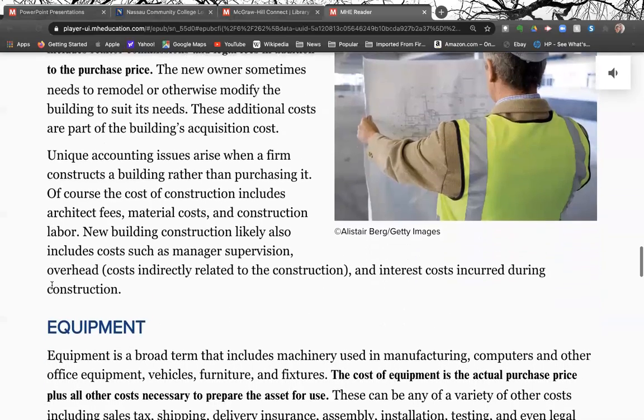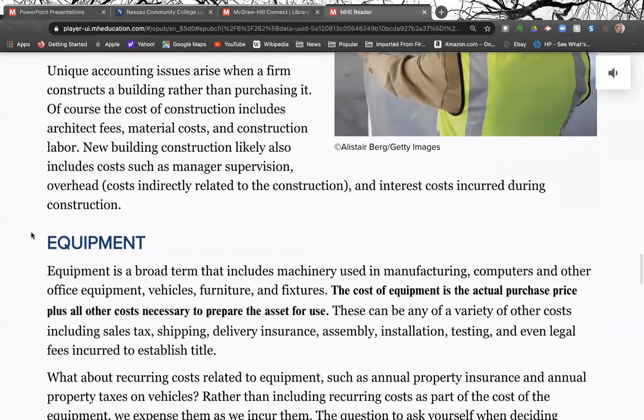Now, what about if you were to construct a brand new building? Let's say you bought the piece of land and you did everything that you do with the land like we just talked about, and now you wanted to construct a building on that land. Well, you got architect fees to pay, you've got material costs, you've got labor to build, and you could also have something like interest cost, interest during construction.